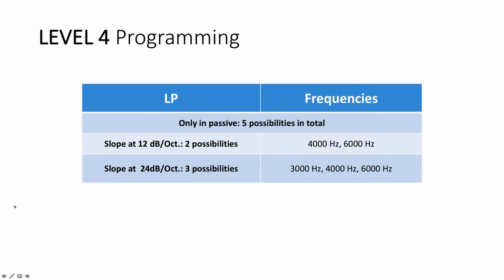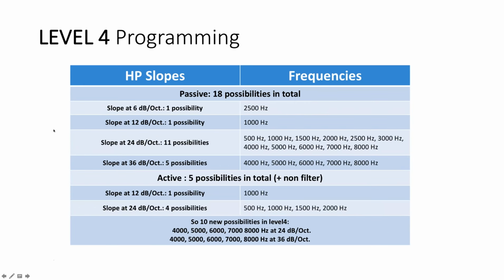We have different possibilities in the low pass and in the high pass. You see that we have slopes that have changed, and all the filtering appears in level 4 from 500 up to 8000 with slopes at 24 or 36 decibels in the very high frequencies. And in active, we also have 5 possibilities that are the same as before. So we have 10 new possibilities in level 4, which are particularly the high filtering at 24 and 36 decibels per octave.